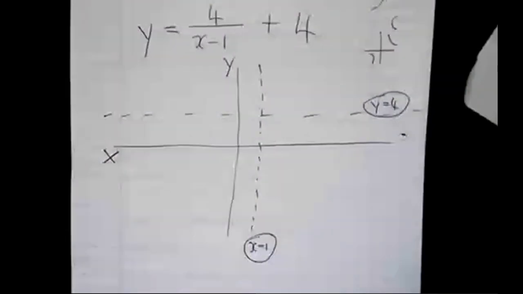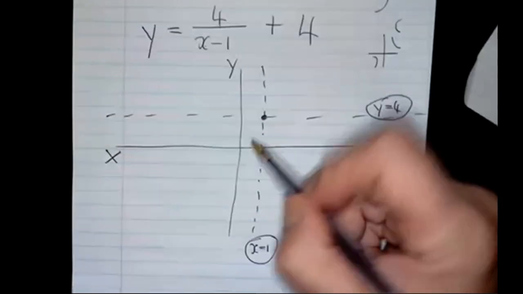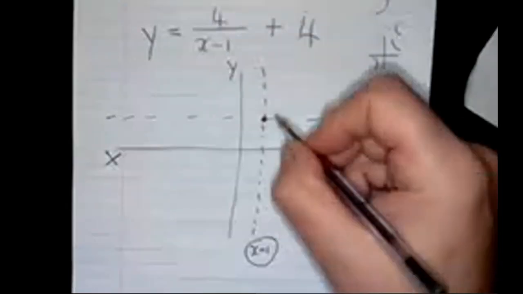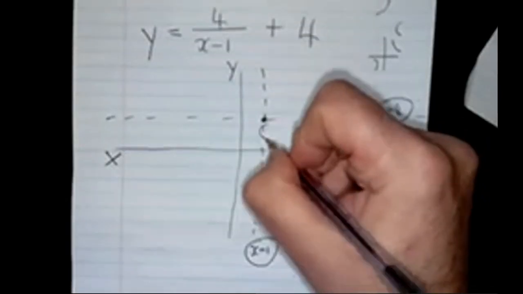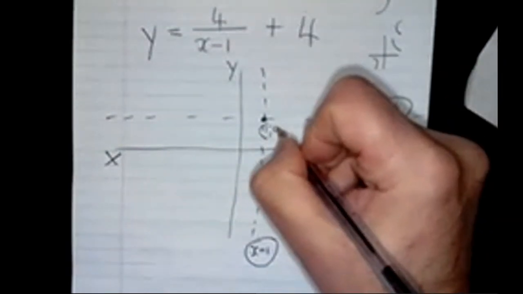Now, do yourself an immense favor by writing down the coordinates of this new, I call it the origin. It's not really the origin, but you know, the origin, we learned it in grade 8 first, I think, maybe even grade 7, which was 0, 0. But we now have a new origin. It's now 1 and 4.